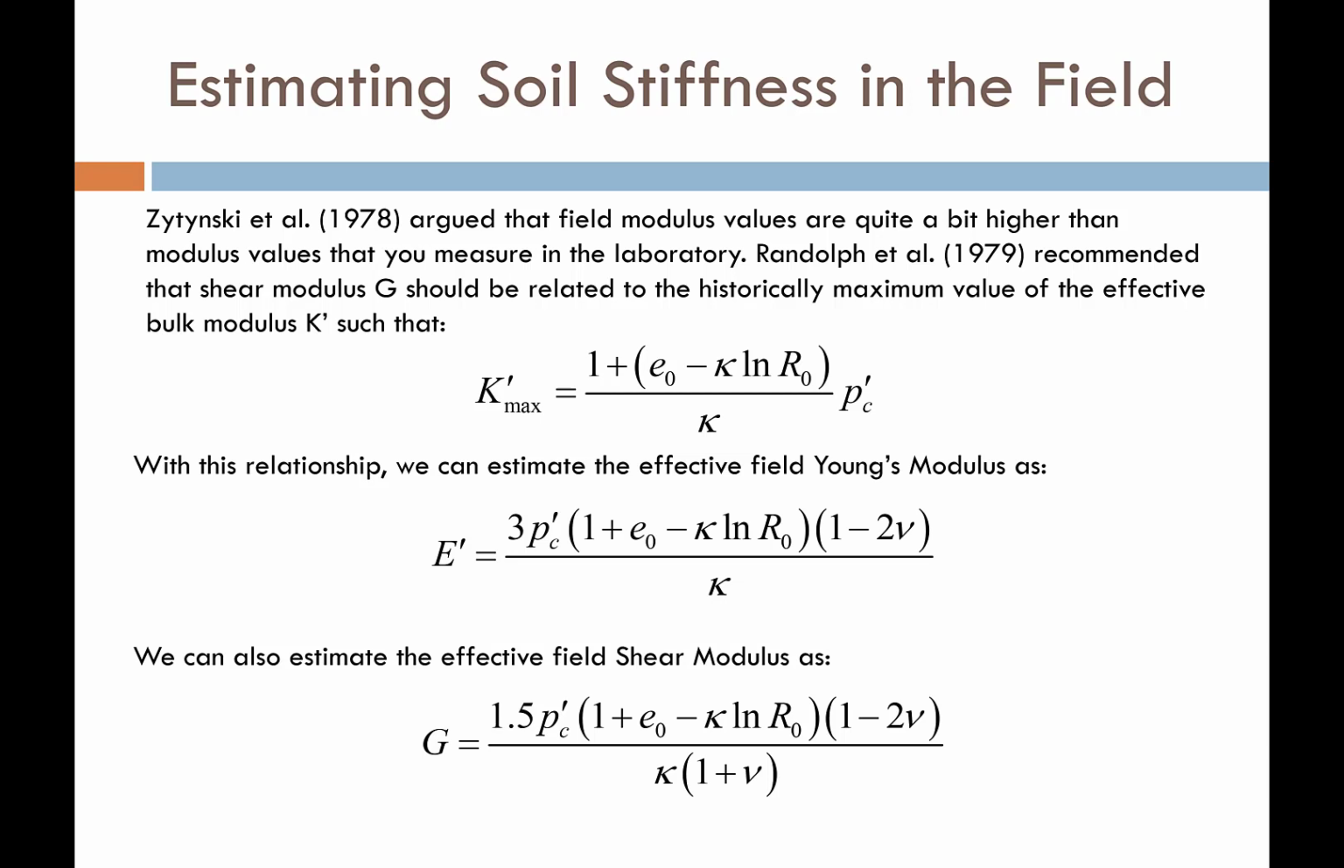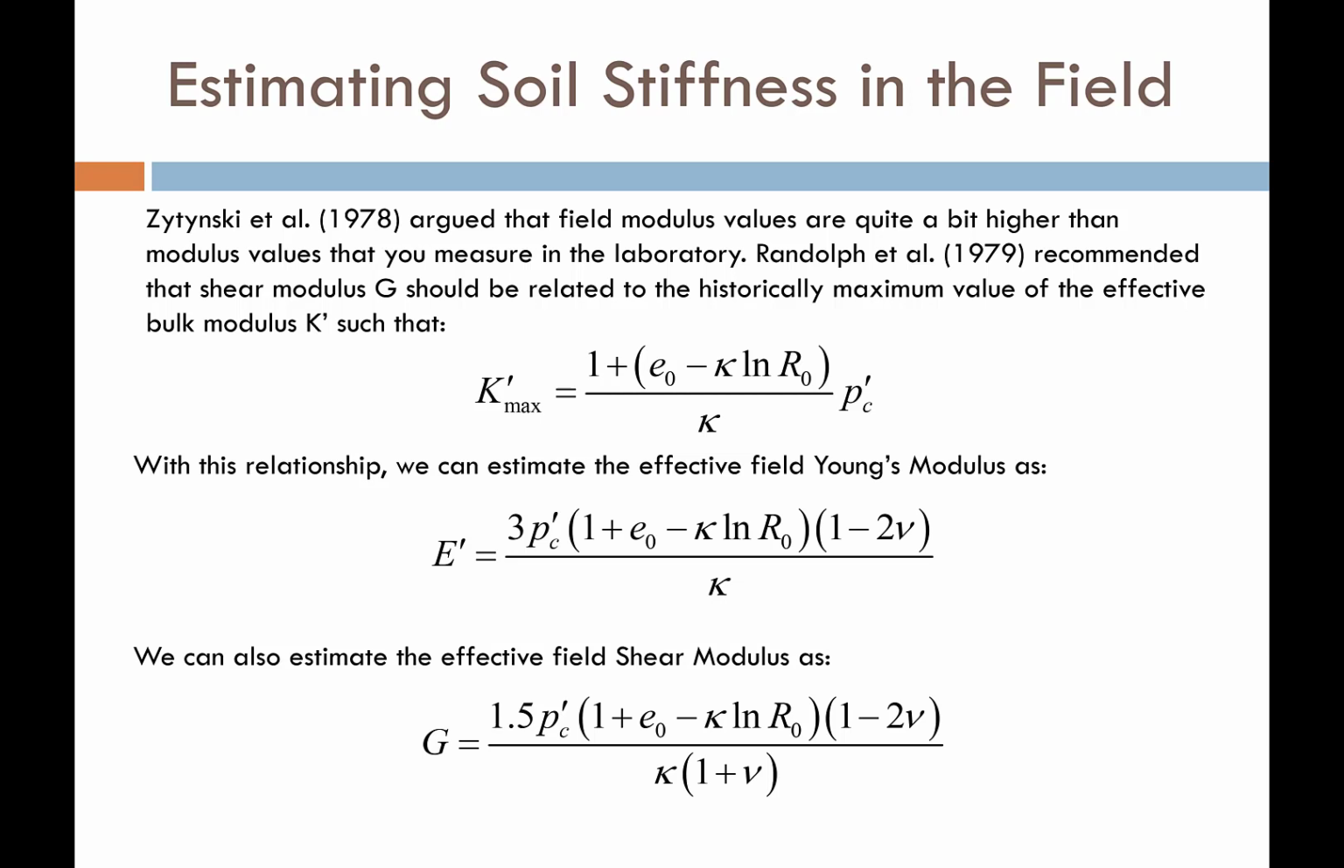This is the final slide that I'm going to share with you. This is estimating soil stiffness in the field. Now, lots of researchers over the years have shown that the stiffness values or the modulus values that we measure in a lab are almost always lower than the modulus values that we measure in the field. So when we lose that confinement of the soil in the field, we lose some of that stiffness in the soil.